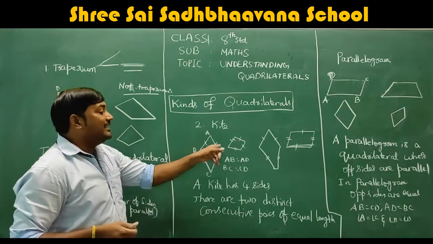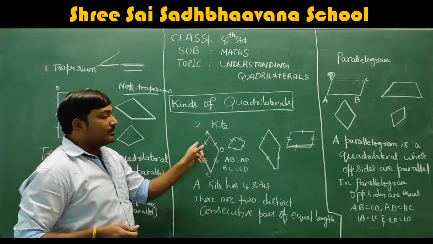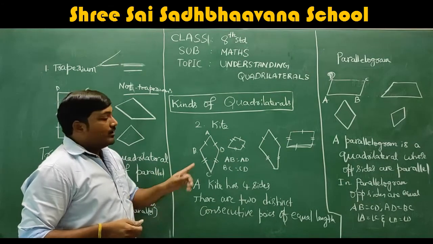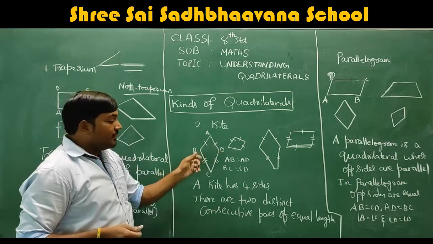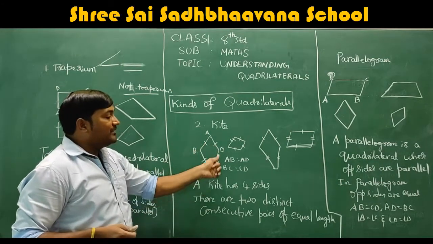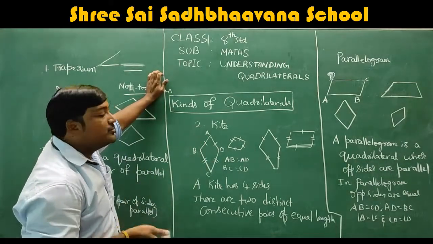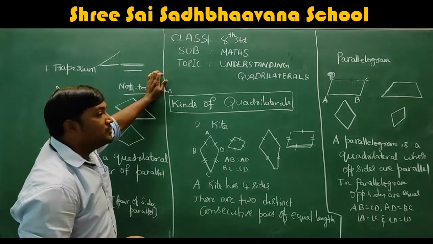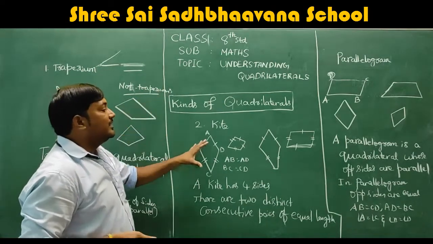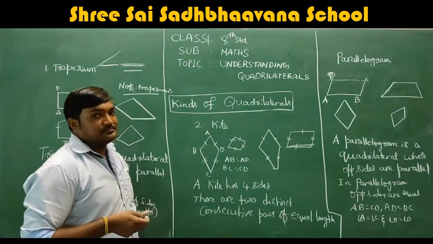So AB and AD are the consecutive pair, so they should be equal. And here, what is the consecutive pair? BC and CD. BC should be equal to CD. These are the consecutive pairs. So AB should be equal to AD and BC should be equal to CD. Then we can say that this is a kite.